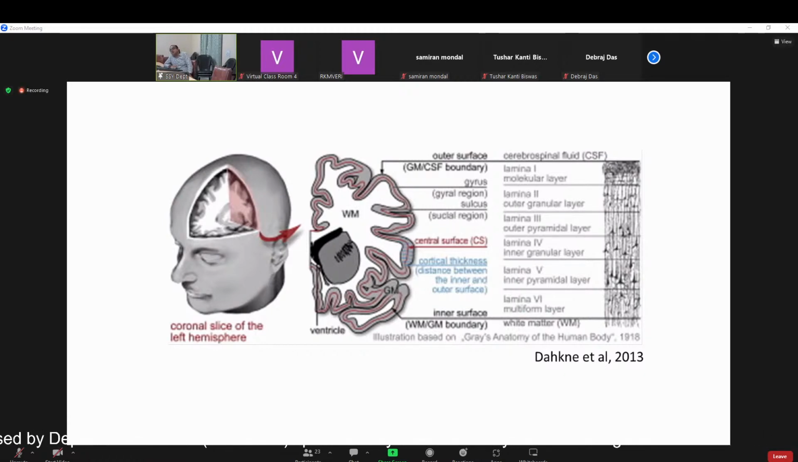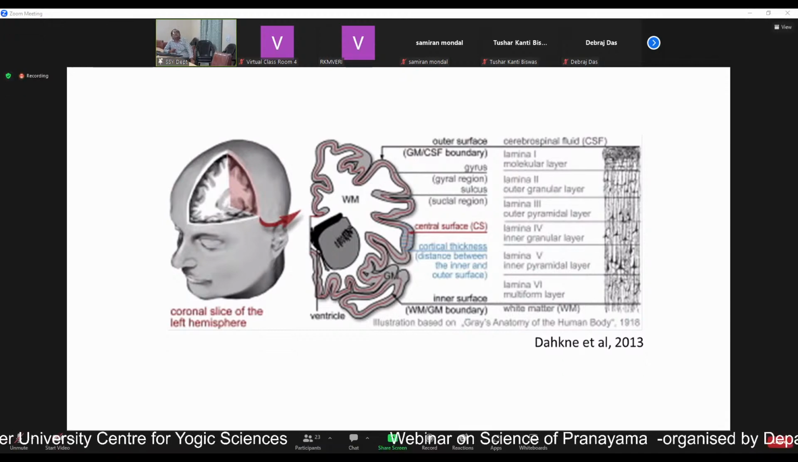When we talk about the brain structure today, I will mainly talk about gray matter and white matter. As you can see in the gray ribbon-like structures, there are many layers in them. There are basically different cellular layers, and in each layer, different types of cells are there. Here you can see six cellular layers in that gray ribbon-like structure.